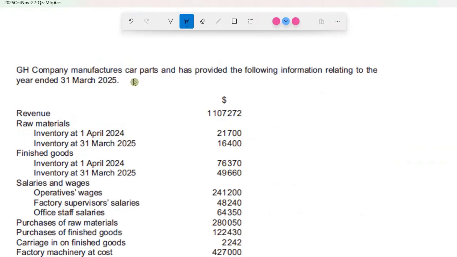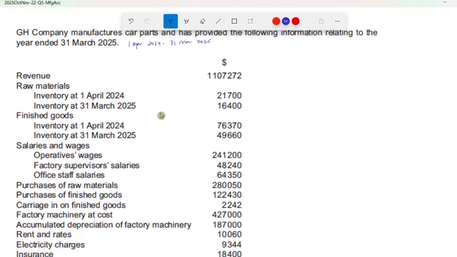GH company manufactures car parts and has provided the following information relating to the year ended 31st March 2025. 1st April 2024 until 31st March 2025. That's the 12 months financial period. Right, before we prepare the manufacturing statement, let's have the framework or the idea of the manufacturing statement in mind.